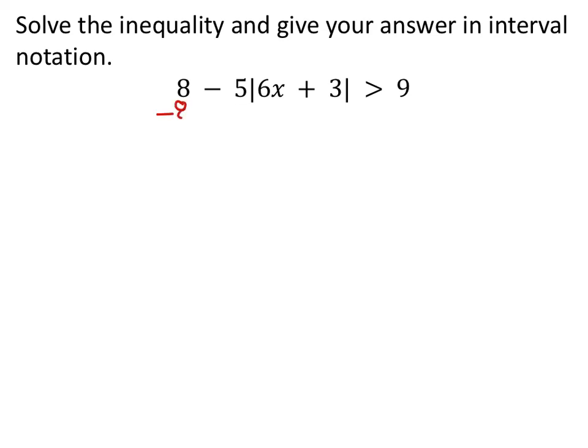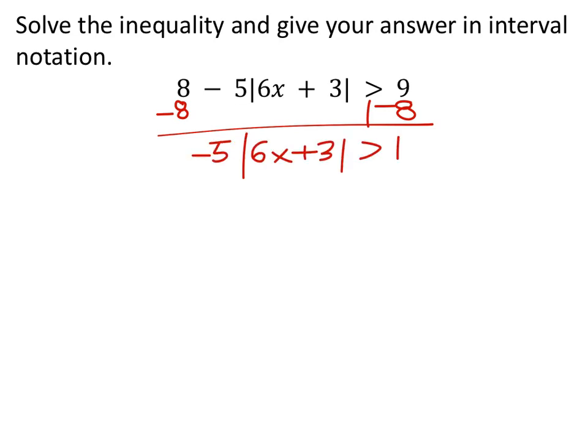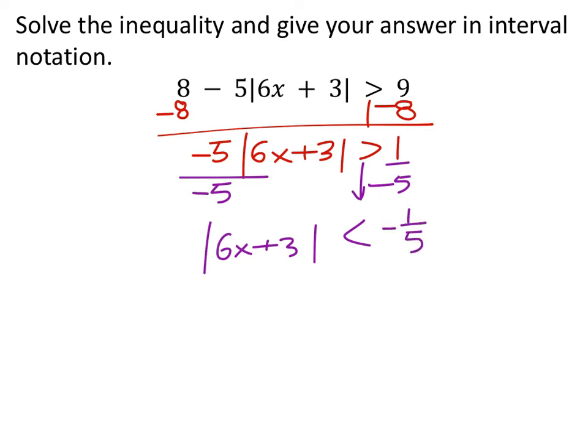We'll need to subtract 8 from both sides of the inequality. And then we'll divide both sides by -5, which will flip the inequality. So I got the absolute value of 6x plus 3 is less than -1/5. Well, now I have an absolute value that's less than a negative. And since this absolute value is always going to be spitting out a positive, this could never happen. So it's simply, well, on the homework it'd be D and E.